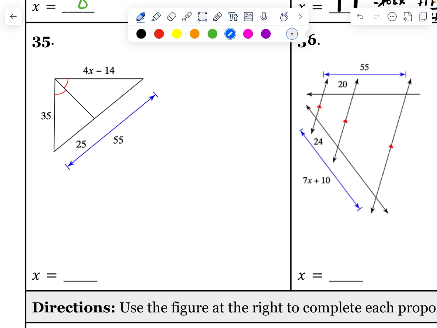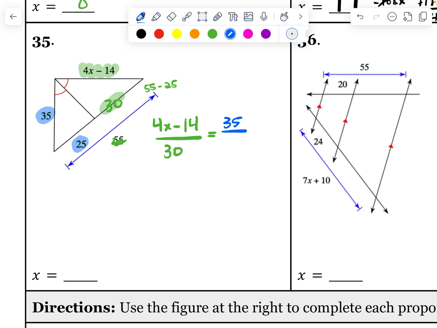All right, again, we can go part to part. So I've got the 35 and the 25 go with the 4x minus 14 and whatever that is. So 55 minus 25. 55 minus 25 is 30. So many ways to set this up, loves. You can do it however your little boat floats. It might look different from mine, but we will end up with the same solution.